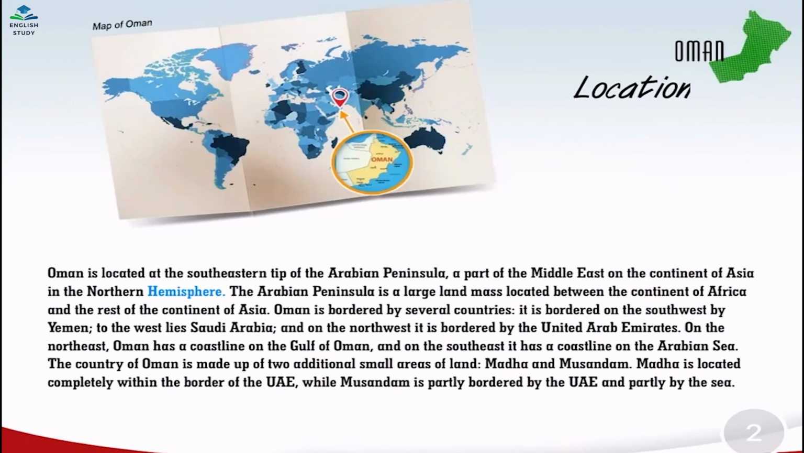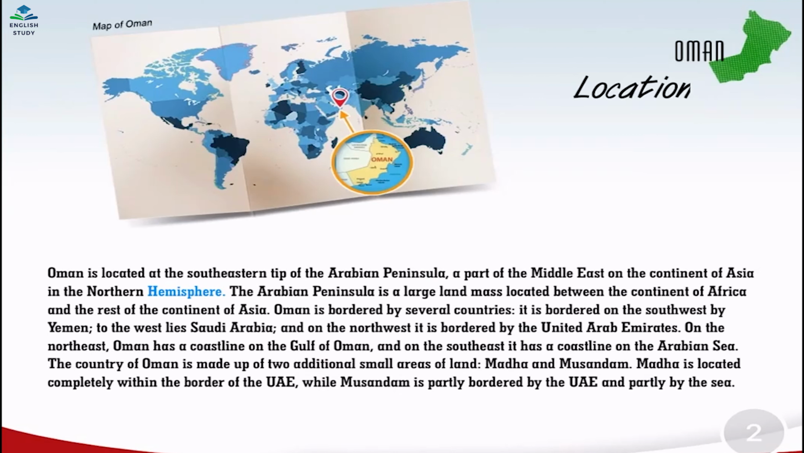Location: Oman is located at the southeastern tip of the Arabian Peninsula, a part of the Middle East on the continent of Asia in the northern hemisphere. The Arabian Peninsula is a large land mass located between the continent of Africa and the rest of the continent of Asia. Oman is bordered by several countries. It is bordered on the southwest by Yemen. To the west lies Saudi Arabia, and on the northwest it is bordered by the United Arab Emirates.